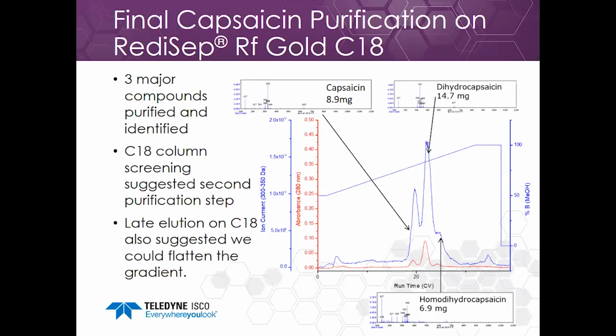One question you might have is, well, I purified the compound from peppers. Why is capsaicin not the largest compound? One reason for that is different peppers produce different compounds in different proportions. You might find that different strains of plants, different species of plants produce compounds in varying proportions.